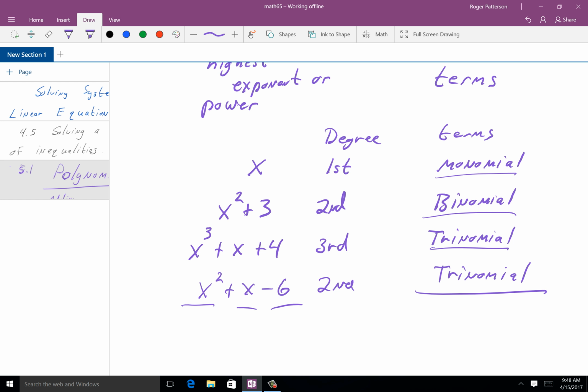Questions on that? So you said if there was a 4, 5, 6, 7, whatever degree, then we would just write the number and then degree, right? So if you had an x to the 7th, then it would be a 7th degree, right? So how would you write the term? Well, how many terms does it have? It depends. Oh, okay. So it's the degree that you write down. Right.